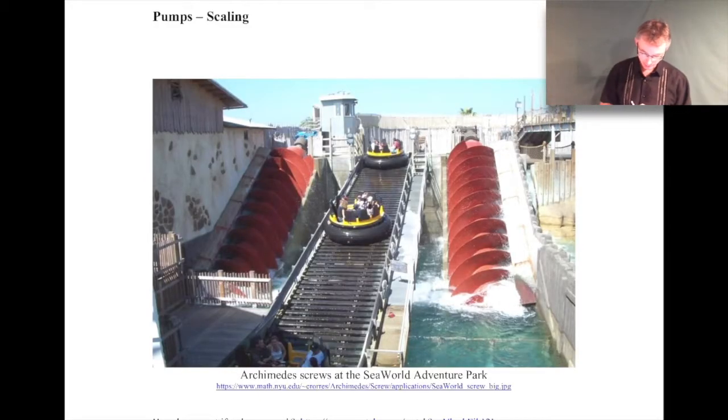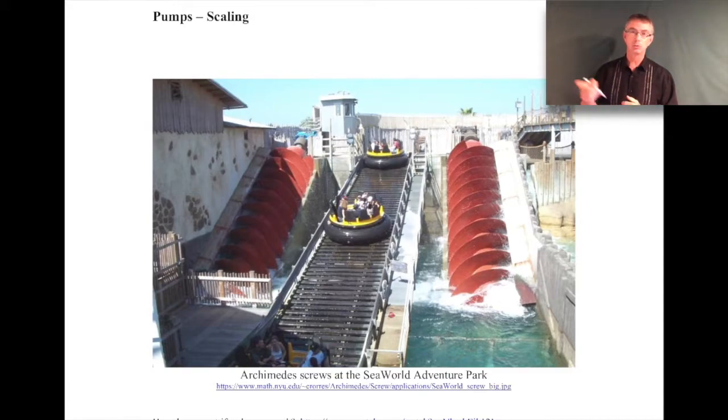Before we do that, go ahead and take a look at your screen. And you'll see this picture from the SeaWorld Adventure Park. I thought this was kind of a neat one. This big screw here, and on both sides, these are Archimedes screws. They're just basically screws that rotate. And they're a type of positive displacement pump.